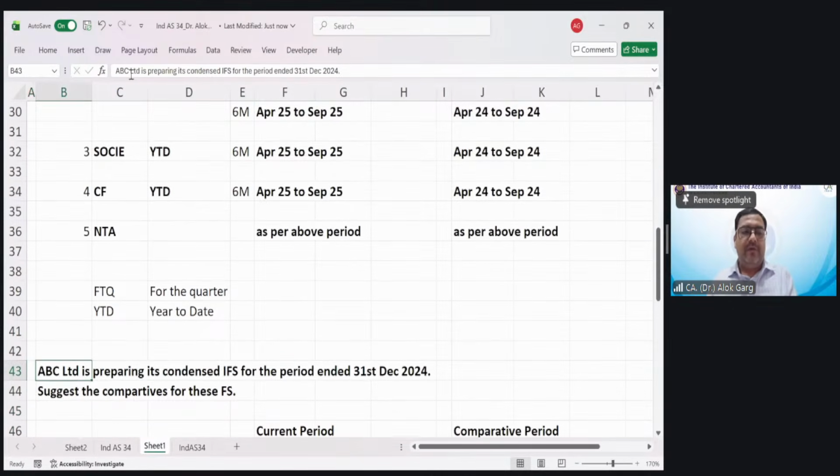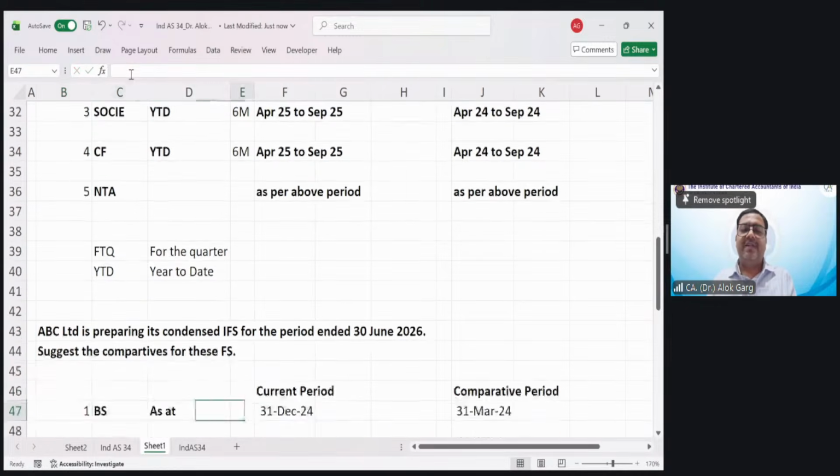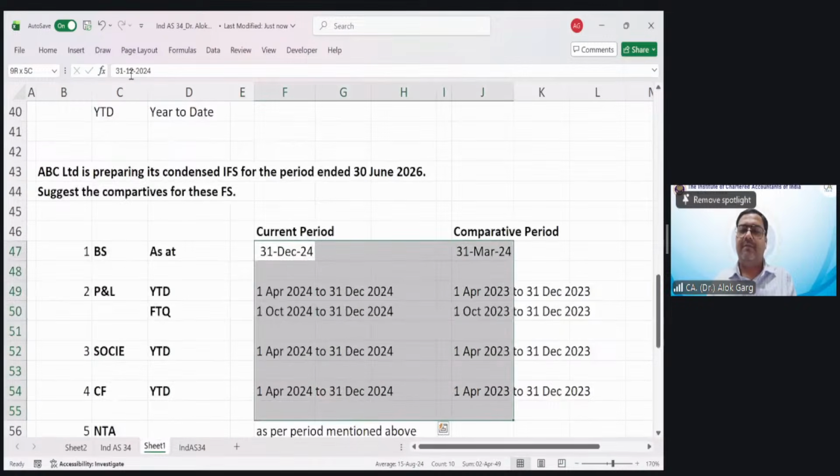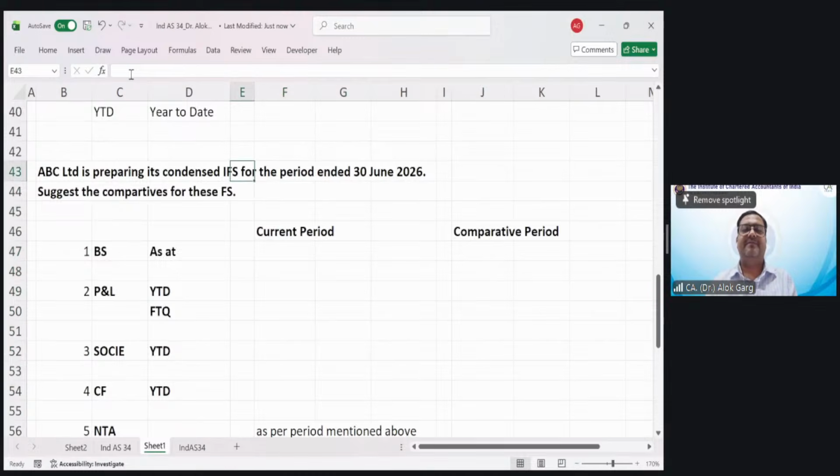Right, now let me ask another question. ABC Limited is preparing the condensed interim financial statement for the 30th June 2026. Now, 30th June 2026. Suggest the comparative. Balance sheet.